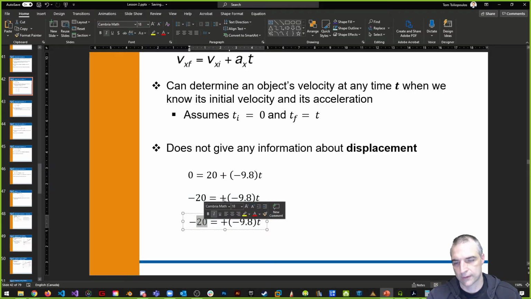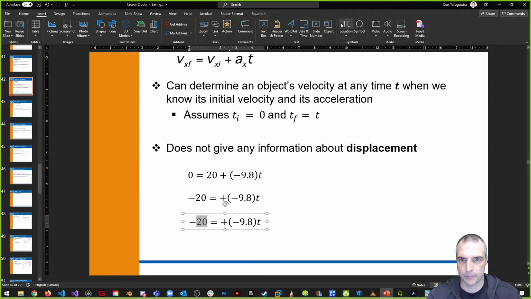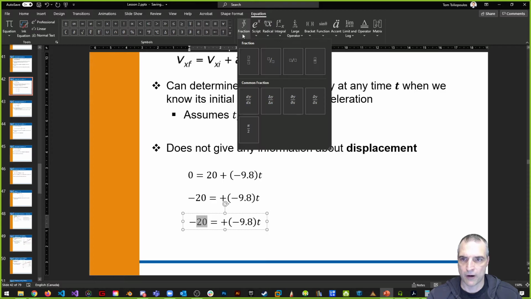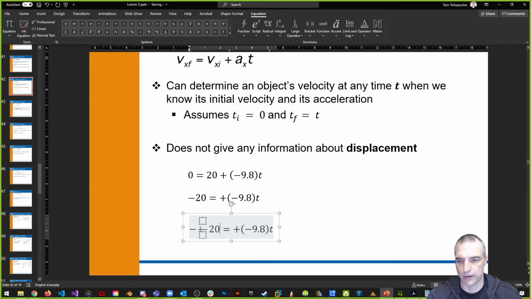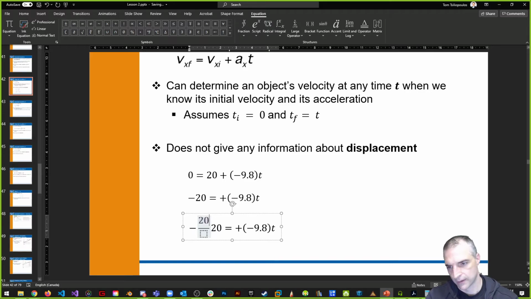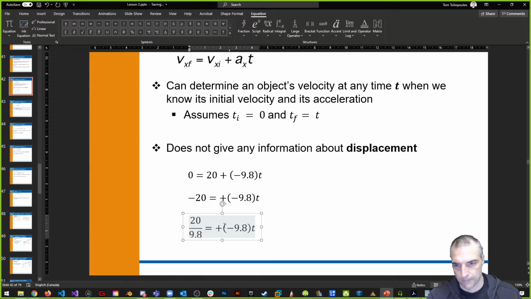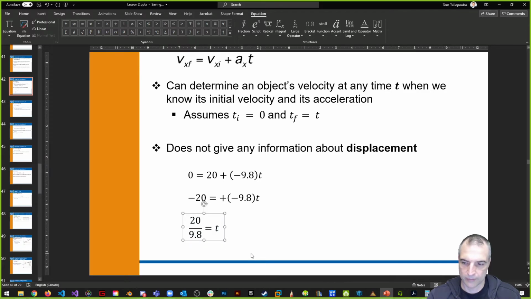So instead of this, let's insert an equation, and I want to use y over x fractions that you can put in here. So I want to say that this is 20, right? And this is negative 9.8. Negative over a negative is a positive, so we lose the negative symbol over here. Okay, so what remains then is this equation: T is equal to 20 over 9.8. Let's see what that works out to be.